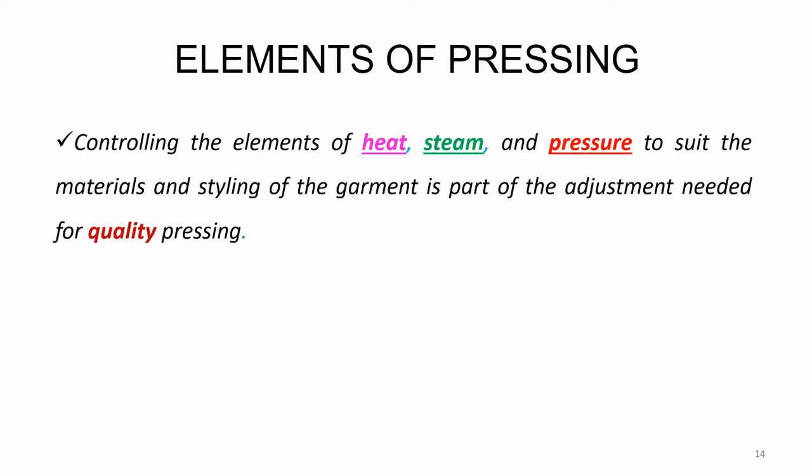Now, if you look at the elements of pressing, controlling the elements of steam, heat and pressure to suit the materials and styling of the garment is part of the adjustment needed for quality pressing. Anyone in the industry who has been pressing for quite some time, whenever they look at a garment, the first thing they try to determine is how much heat, how much steam and how much pressure will be required to get the best quality pressing.